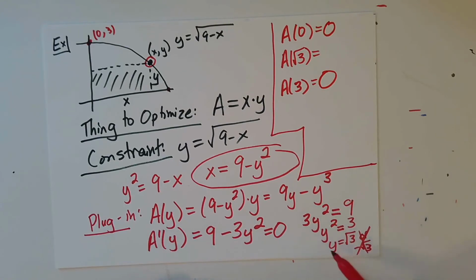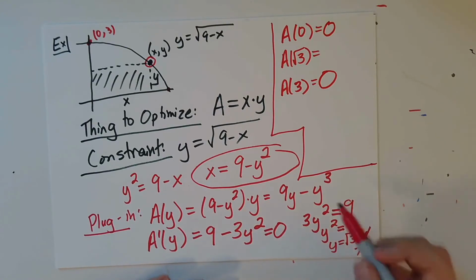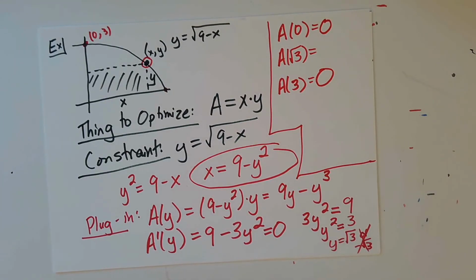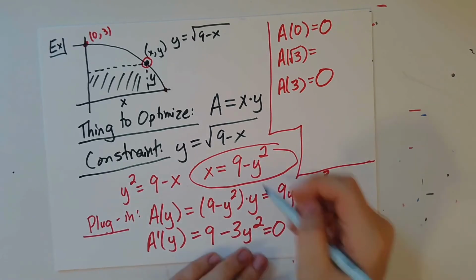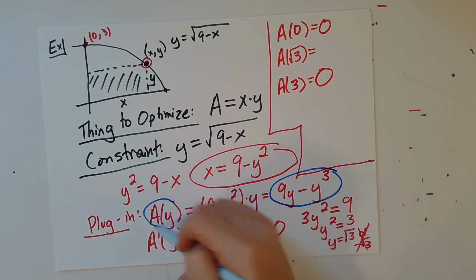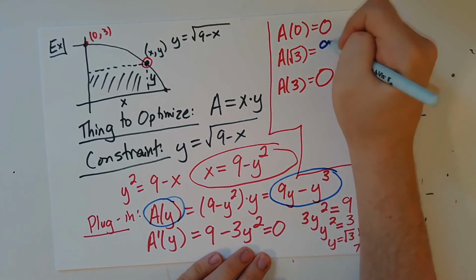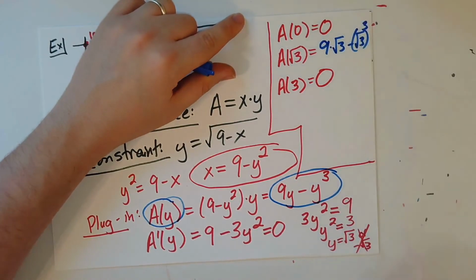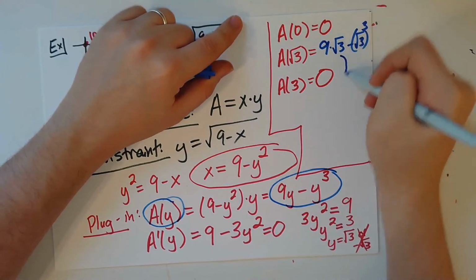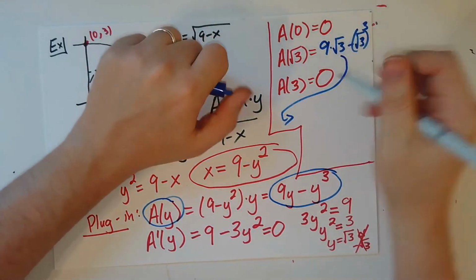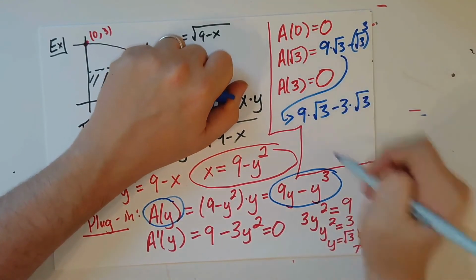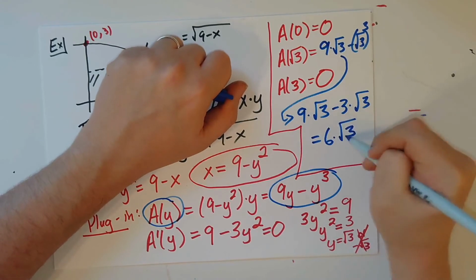If y is actually the square root of 3, well, then the area, if I go back to my formula for the area, which was here, that was my A of y, then I'm going to get 9 times the square root of 3 minus the square root of 3 cubed. I'm going to simplify that a little bit. So this is 9 times the square root of 3 minus 3 times the square root of 3. So it is 6 times the square root of 3.